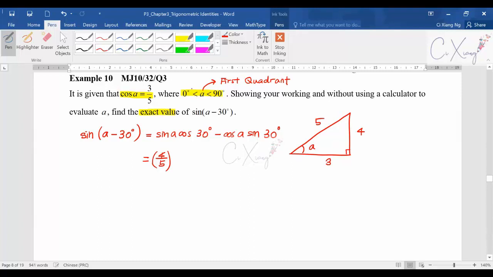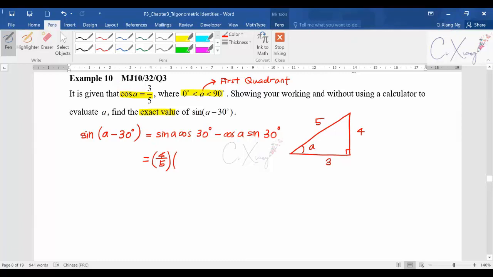If A were in the second quadrant, then you have to think the other way around. In the second quadrant, what happens to the cos? It will be negative. What will happen to the tangent? It will be negative. So you need to be very careful when answering this kind of question.